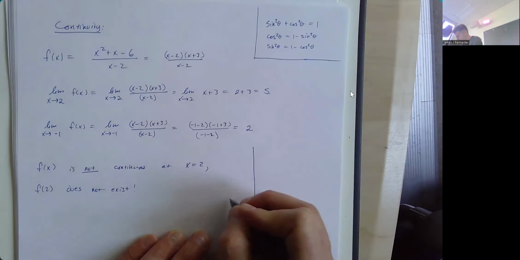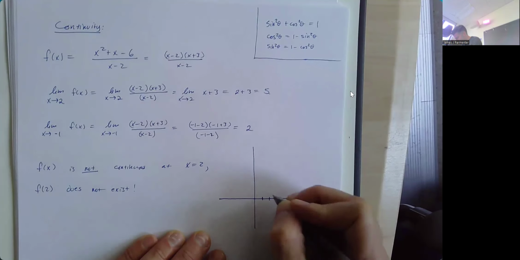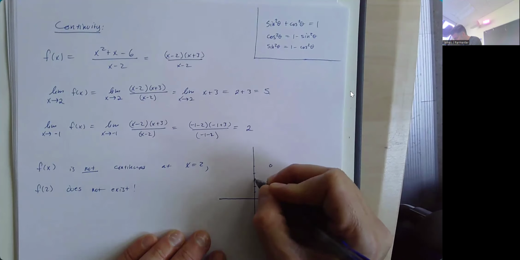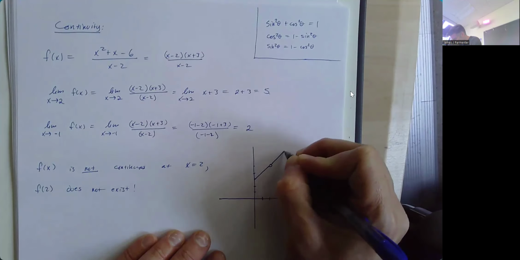Graphically, I know I graphed it before, I'm going to graph it again. It looks like this. We've got a hole at the point 2, 5.